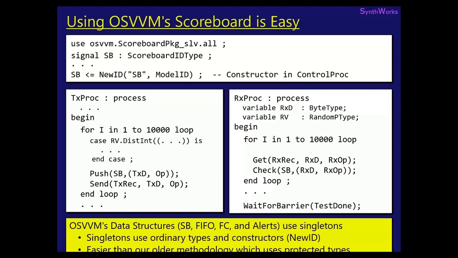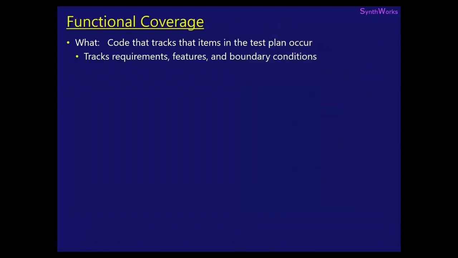So all of OSVVM's data structures are singletons now. Our scoreboard, our FIFO, our functional coverage, our alerts, they use ordinary types. They all are named with the naming pattern ID type. And they use constructors. They all use the name new ID for their constructor. Our older methodology, not so long ago, around 2020 is I think when we added singletons, 2020, 2021, somewhere in there. Singletons require shared variables. Shared variables can't be mixed and require protected types. They can't be put in data structures. They can't be passed around very easily. So the singleton makes life easy. And we have them in our transaction interfaces.